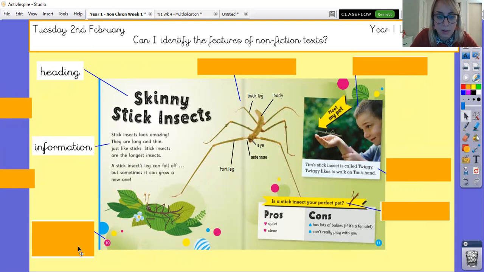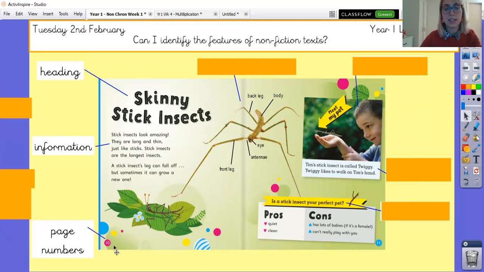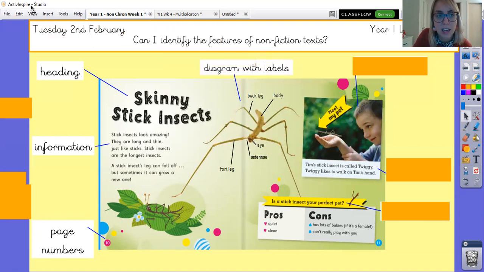Okay, what do we have here, year ones? That's right, we have page numbers. It's important to number the pages so that you can look at the contents page, find out something that you'd like to learn more about and turn to that page. Can anyone remember what this was here? What is this? It has a special name. That's right, year ones, it has a diagram with labels. Fantastic. So we've got a diagram of a stick insect and these labels are pointing to certain parts and giving us the name of what that is.